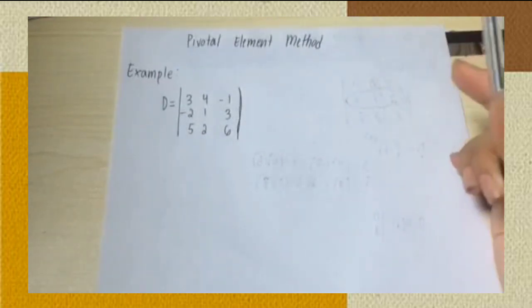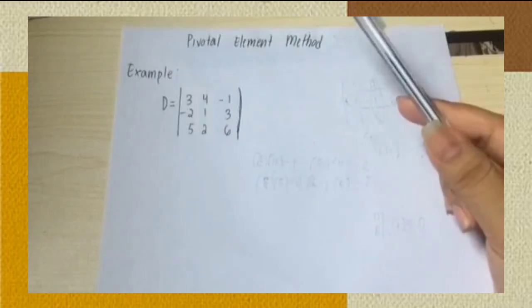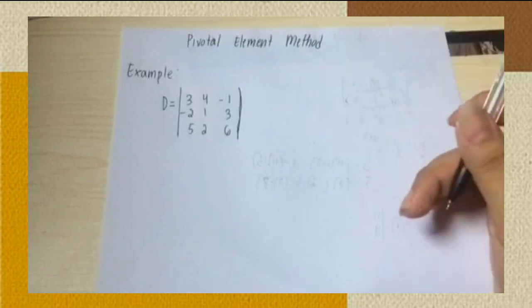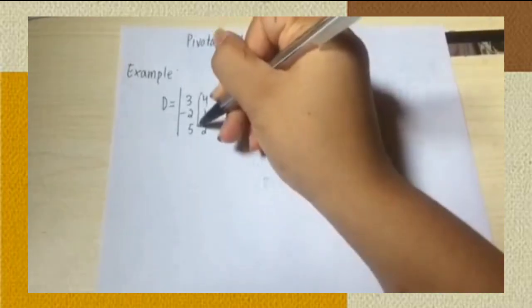So, step 2 will be cross out the row and column, the pivot row and column. We call it the pivotal row and column, which is ito.